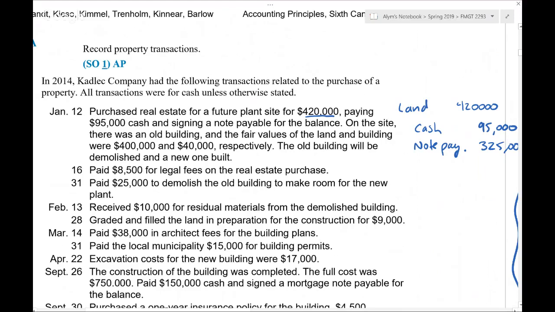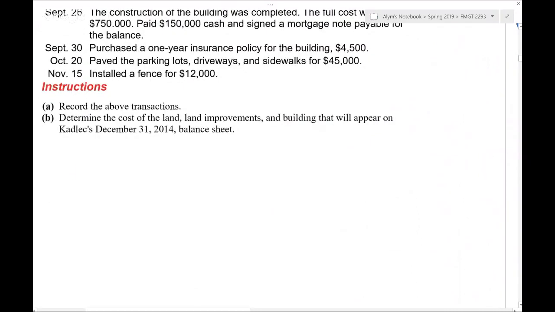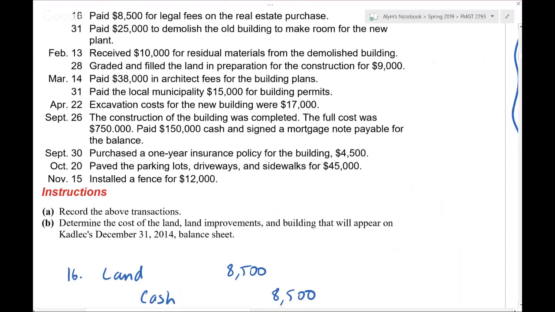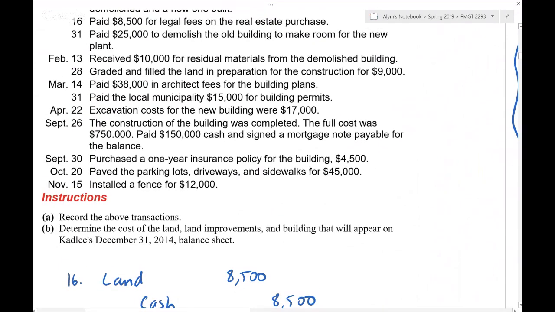On the 16th, we paid $8,500 for legal fees on the real estate purchase. So on the 16th, we're going to debit land and credit cash. Notice here, I'm not debiting any legal expenses or anything like that. Because the legal fees were required to buy the land, it's part of the cost of the land. So be careful with that.